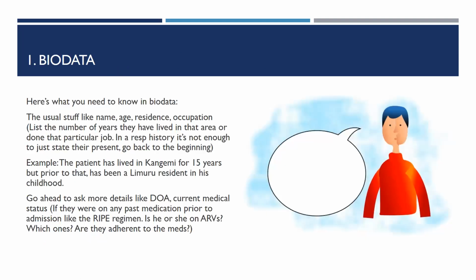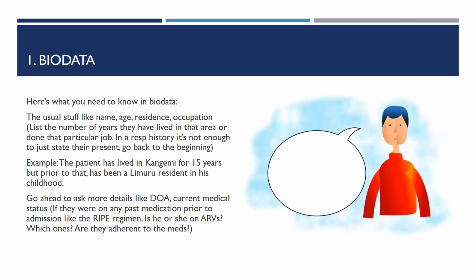Okay, so moving on. Biodata. So here's what you need to know in biodata. There's the usual stuff like name, age, residence, occupation. But then now here's the catch. In RESP, you actually, aside from asking name, age, residence, and occupation, and then just leaving it like that. Let's use me for an example. David, 23 year old, lives in Hurlingham, occupation, he's a student.